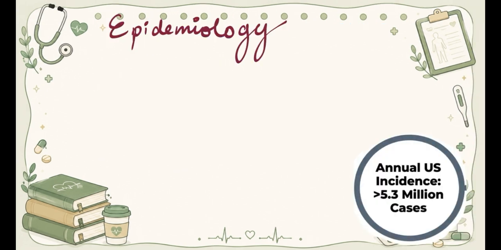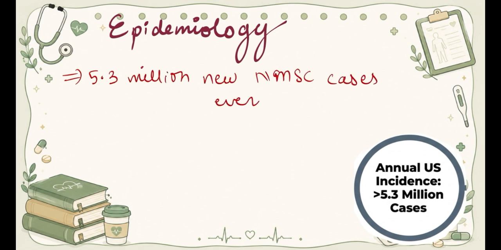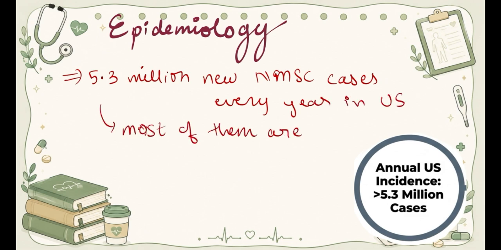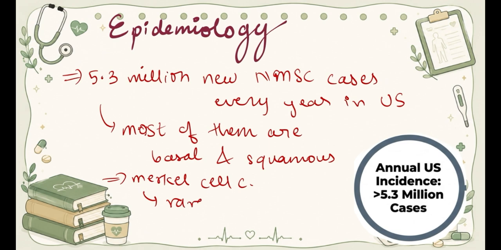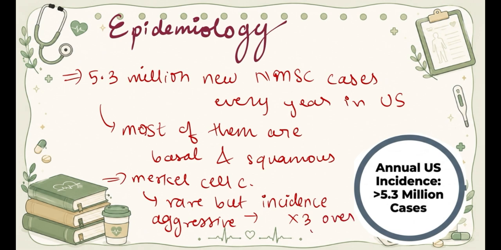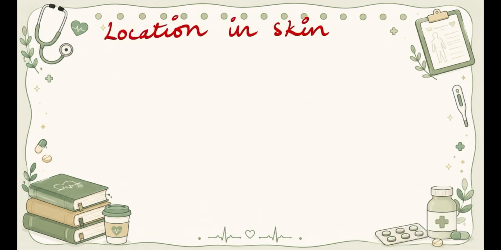Over 5.3 million. That's the number of new non-melanoma skin cancer cases every single year, just in the United States. The sheer scale of this is profound. Most of these cases are basal and squamous cell carcinomas, but there's another type called Merkel cell carcinoma. It's much rarer but highly aggressive, and its incidence has actually tripled over the last 20 years. We really need to thoroughly understand these cancers to effectively treat them.